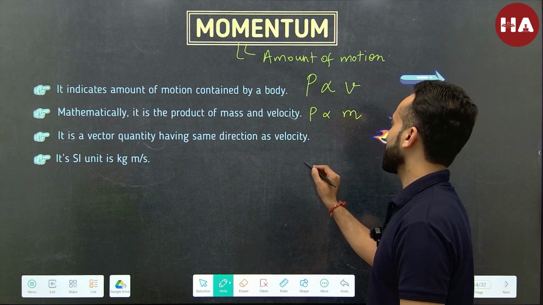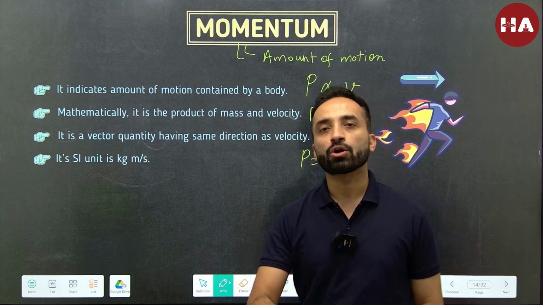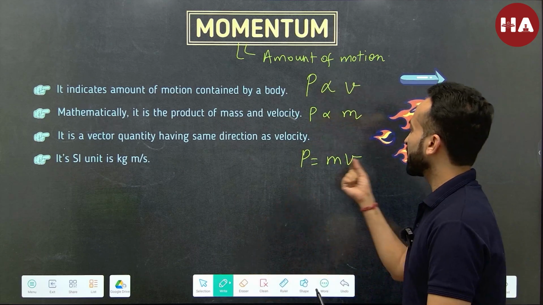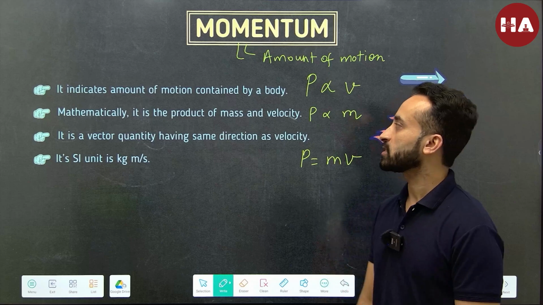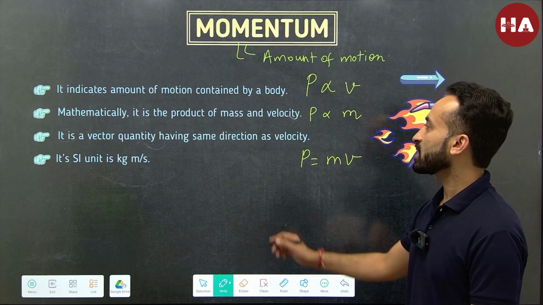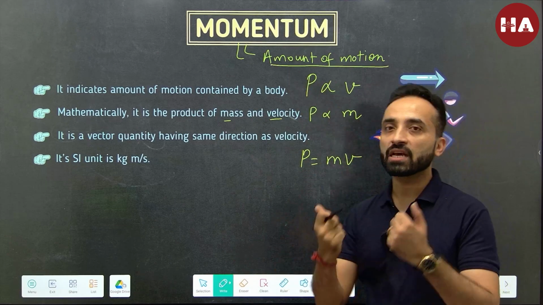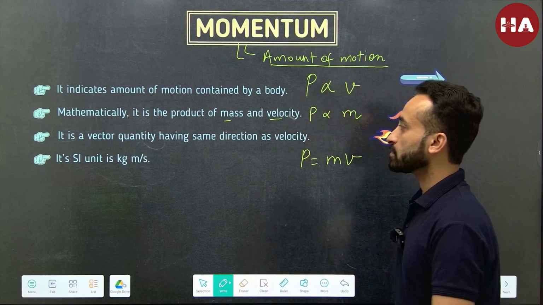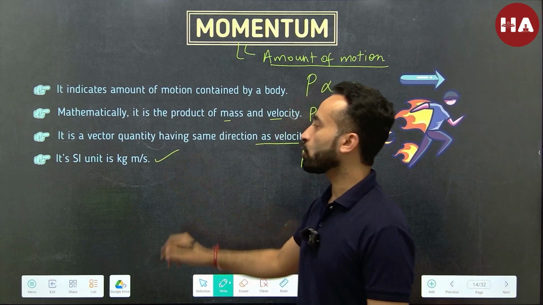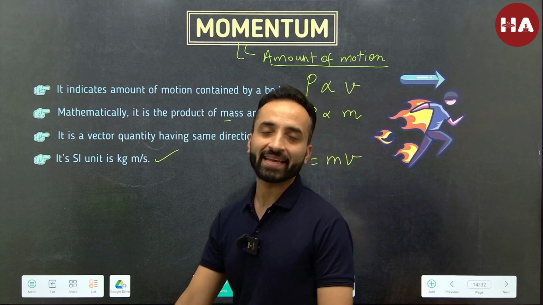Of course yes, and that is why we combine the two and we call it momentum, which is, of course, mass times velocity. It is a vector quantity whose direction is same as that of velocity. Keep that in mind. So it indicates the amount of motion. Yes, of course, mathematically it is the product of mass and velocity, but the qualitative definition is the amount of motion. It is a vector quantity having same direction as velocity, and of course its SI unit is going to be kg times meter per second, right?